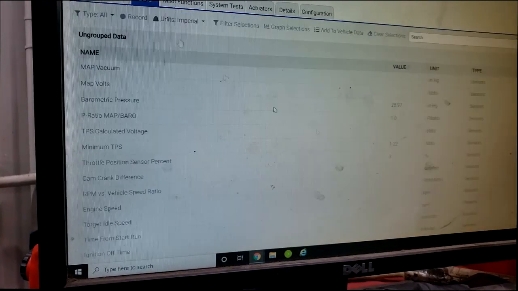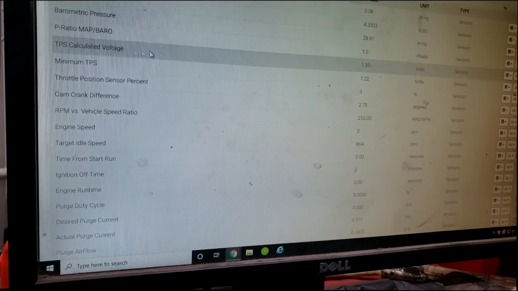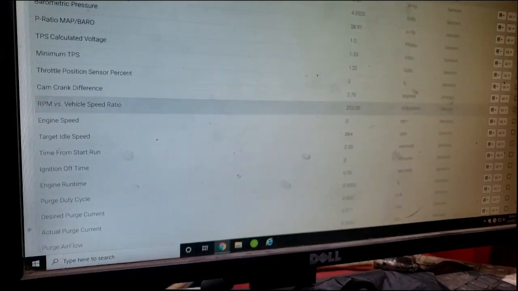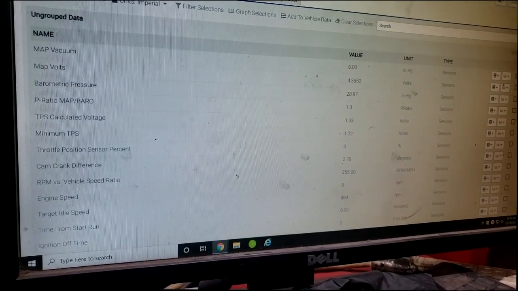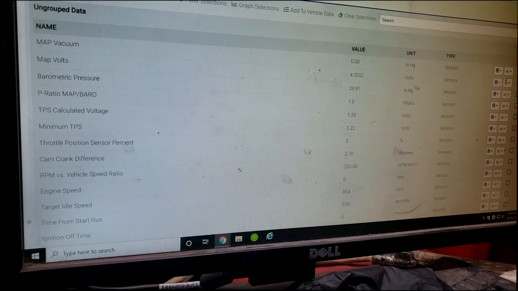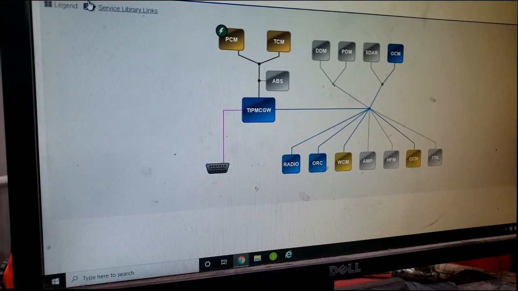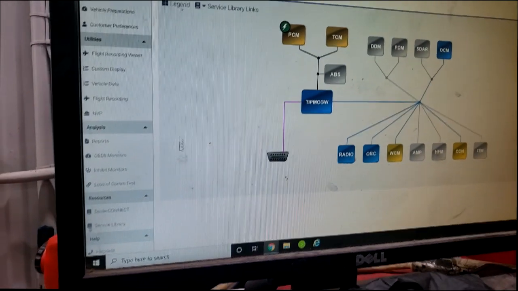Now let me go back to the data and see if minimum TPS changed. It's still 1.3. So I likely have a, let me do this. Now that I know what the code is, let me erase everything. And then, well, first, guys, this is what I must do.